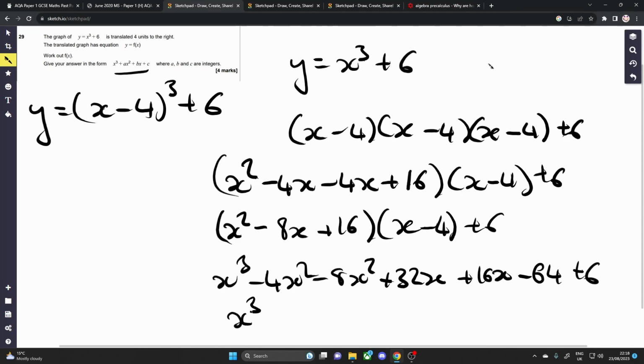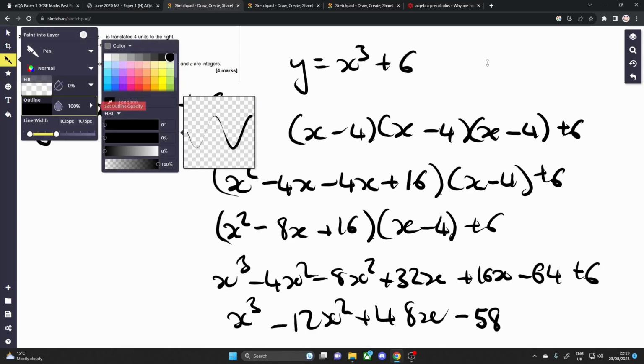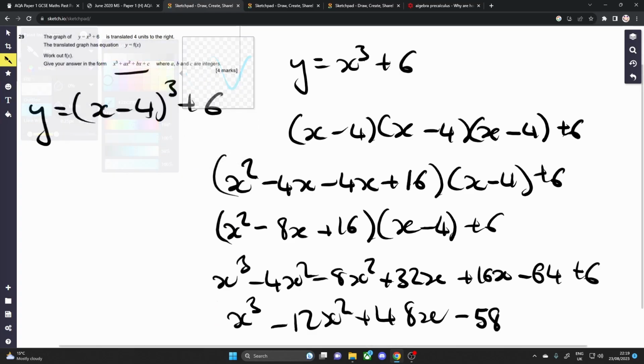That's just x cubed. Then these simplify to minus 12x squared. These add together to plus 48x. And then these add together to minus 58. And there you go. That is your final answer. Doing a little blue box.